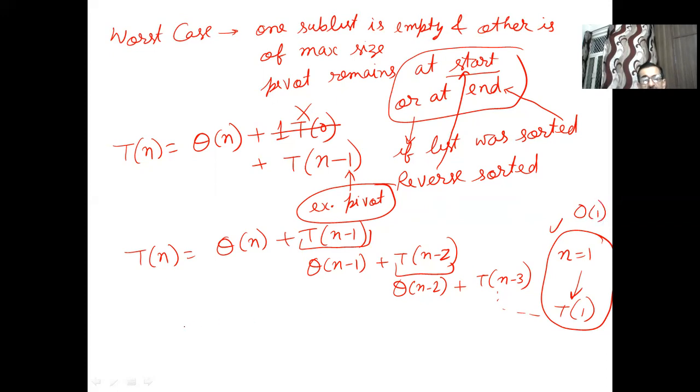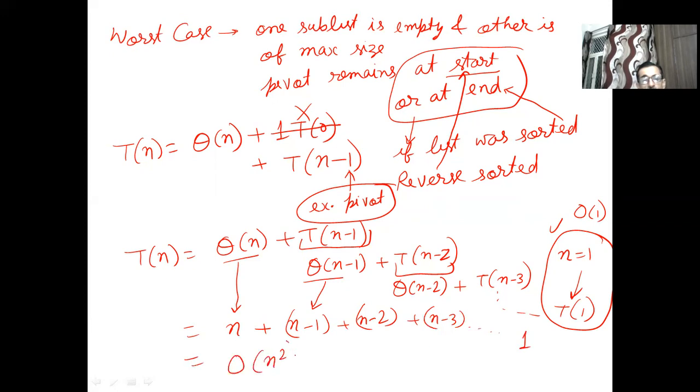So effectively, this will become equal to some steps in terms of n plus some steps in terms of n minus 1. Theta n primarily means n steps. Theta n minus 1 means primarily n minus 1 steps plus n minus 2 steps plus n minus 3 steps up to 1. You can say effectively it will be called big O of n squared. So worst case of quicksort is going to be order of n squared.